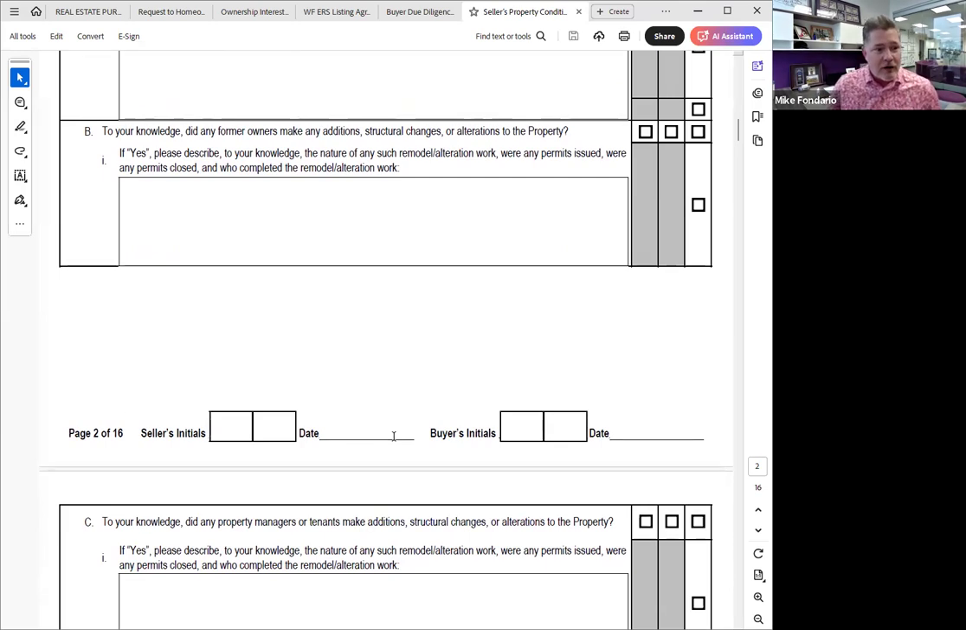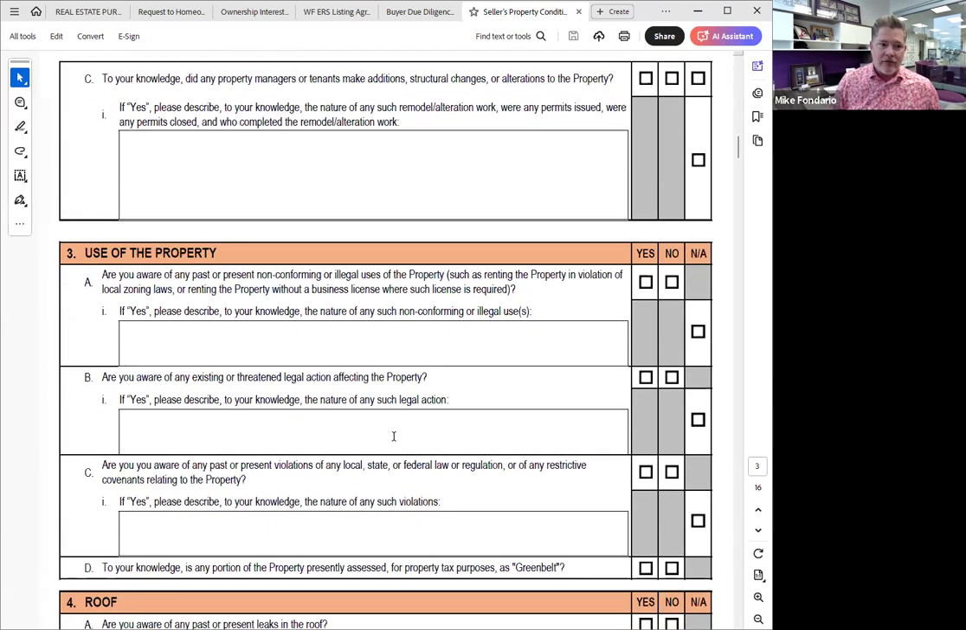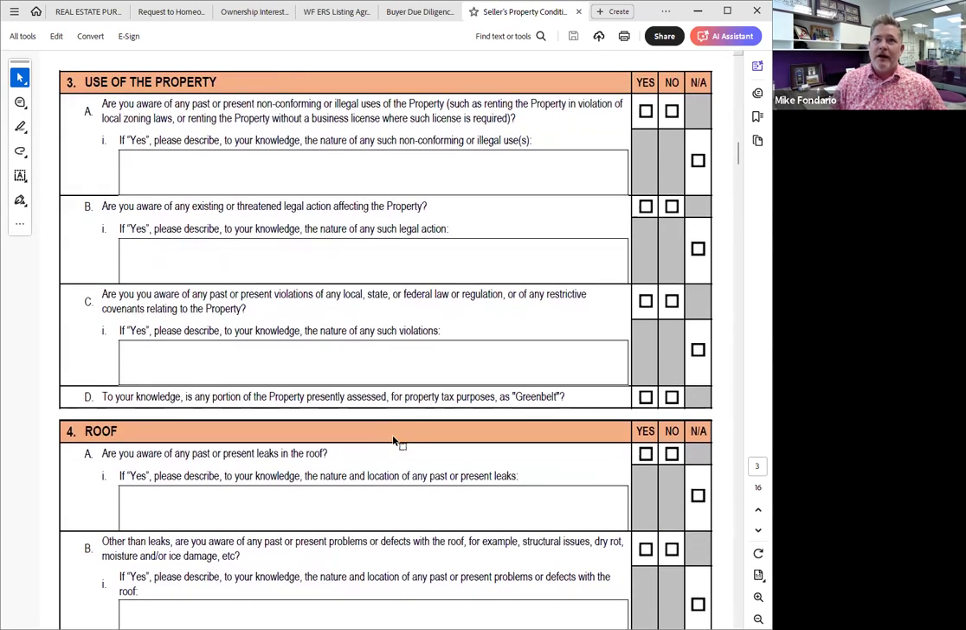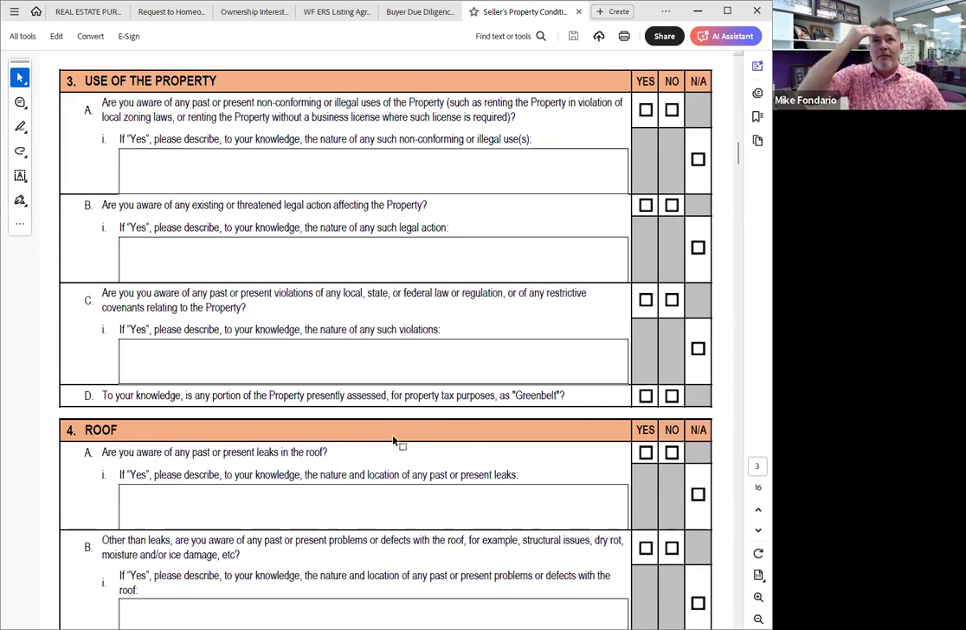Even rumors count here. Like if you heard a rumor of a prior owner doing something, you need to write that down. And you can even say, I don't know for a fact, I don't have any evidence of it, but this is what I heard, because you do have to pass that stuff along. To your knowledge, did any property managers or tenants make any addition, structural changes, or alteration of the property? Same thing there.